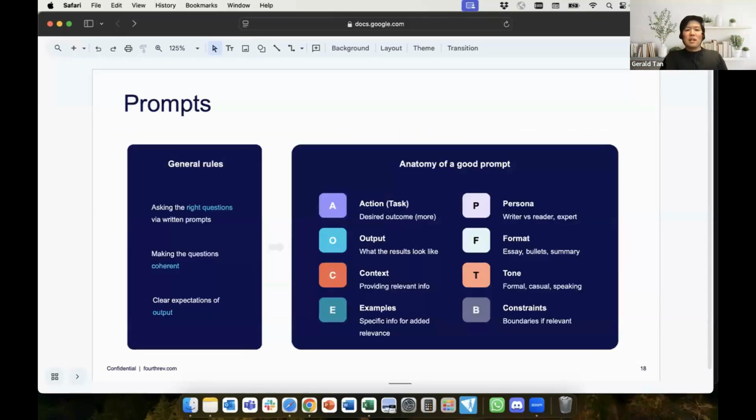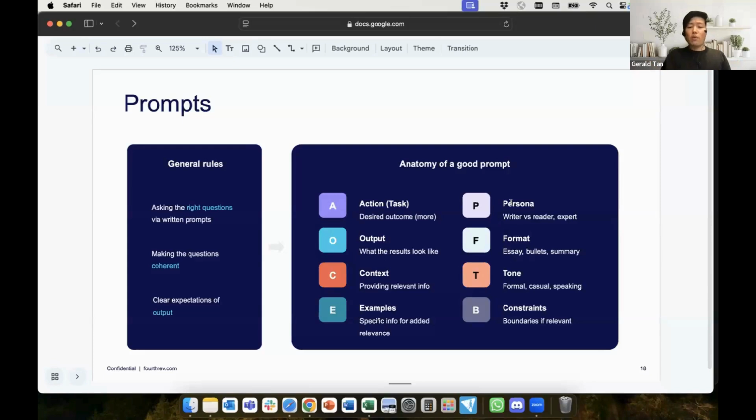Okay. But of course, what's practical for you is the prompts, because there is no point knowing about these companies without knowing how to use them. Ultimately, we need to use it. So I have a very simple but very good prompt framework where you have actions, outputs, context, examples, constraints, the tone, the format, and the persona. For those of you who attended Masterclass 2, I'm sorry, I'm going to repeat a bit of it, but think of it as a recap.